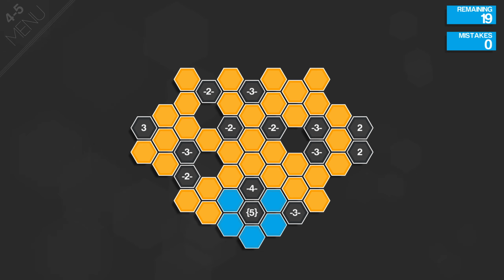Now there's 3 on this out of 4, but they must not be in a continuous line, and when we already have 2, we know the third one can't be it, so it must be that, and we can eliminate this one here.